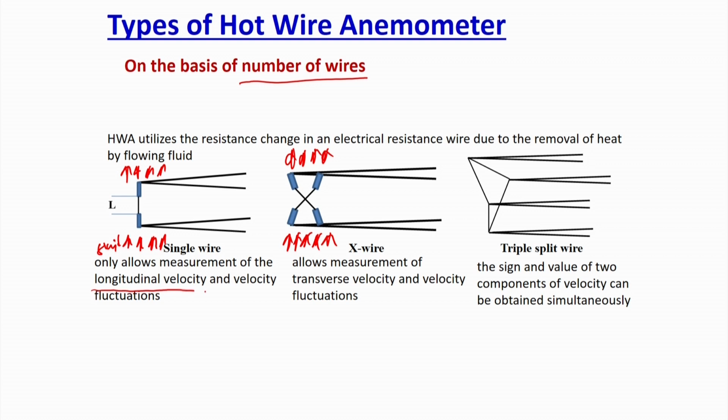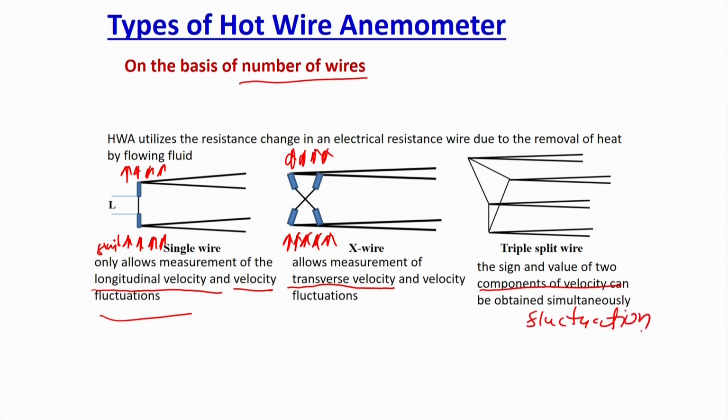So, as I said, with the single wire you can measure only the longitudinal velocity and velocity fluctuation for sure. That is the major advantage of this, you can measure the velocity as well as the velocity fluctuation. The X wire allows you to measure the transverse velocity and velocity fluctuation. The three wire will give you the sign and value of the components of the velocity, and they can measure simultaneously both the components of the velocity, and definitely they are going to provide the fluctuation too.